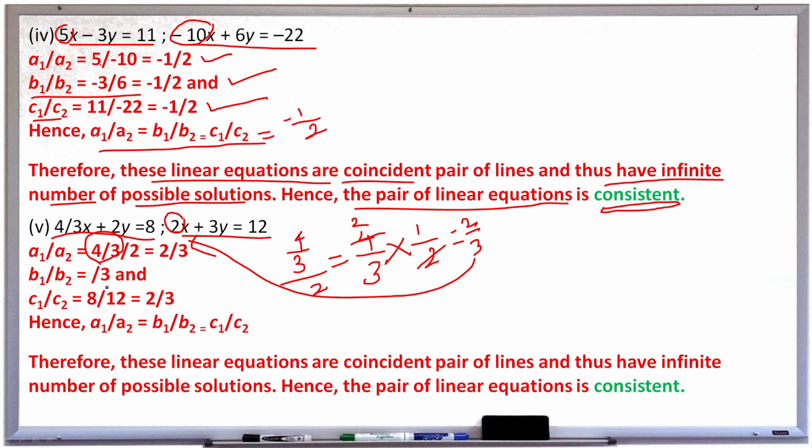Now b1 by b2, again we are getting the answer. c1 by c2 is equal to 8 by 12. When you simplify you will get 2 by 3. Here you can see a1 by a2 is equal to b1 by b2 is equal to c1 by c2. All the answers are 2 by 3 only. All are equal. Therefore the linear equations are a coincident pair of lines, thus have infinitely many solutions. You can say many possible solutions. So we can say the linear equations are consistent.